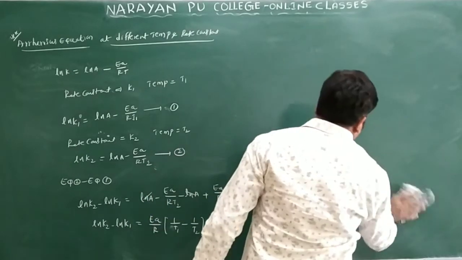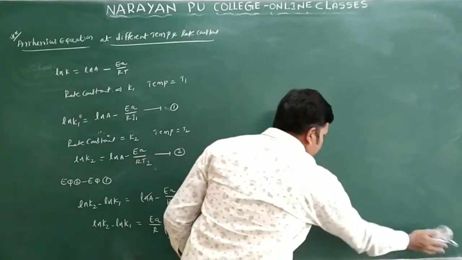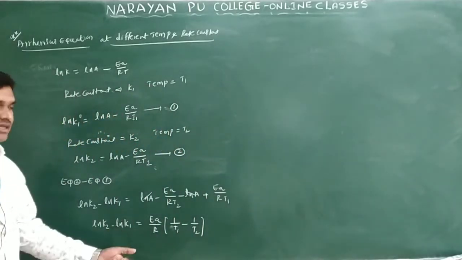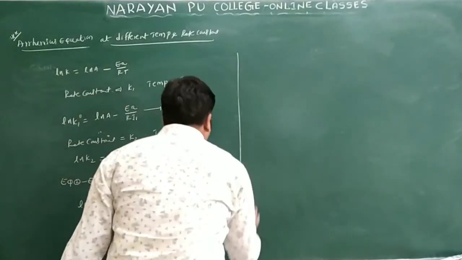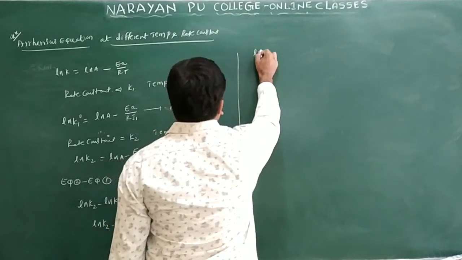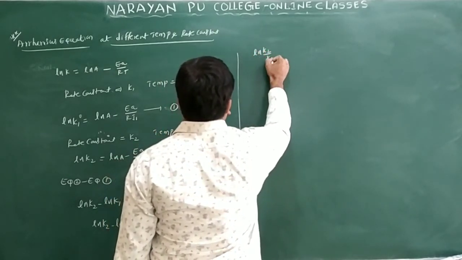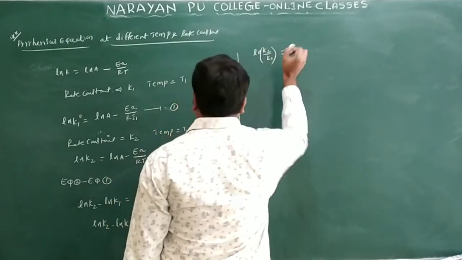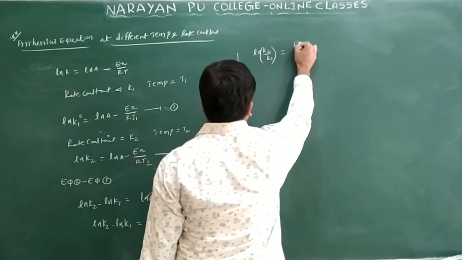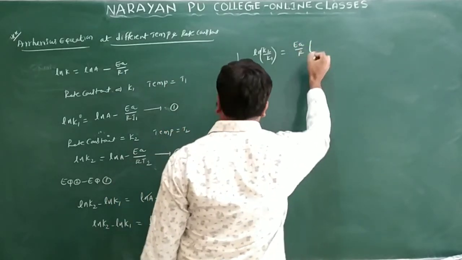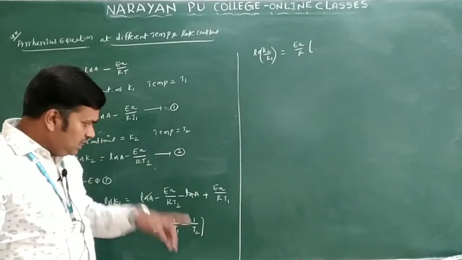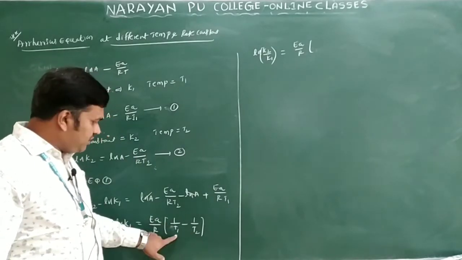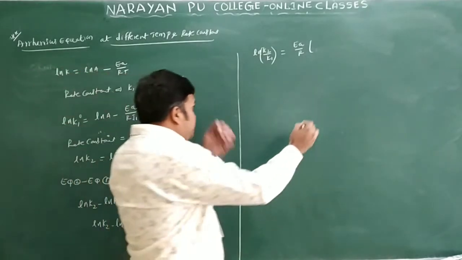Log A by B, what is the formula? Log A minus log B. Already log A minus log B is there. I want to write here ln K2 by K1, that is equal to, what will you get here? This is EA by R into, do the LCM. T1 and T2 is the LCM. Here T1 is there, then what is the term you get? This is T2.